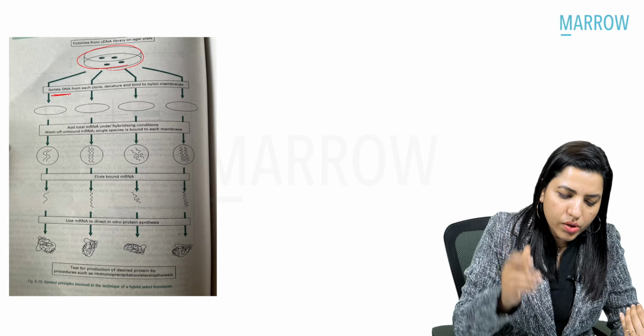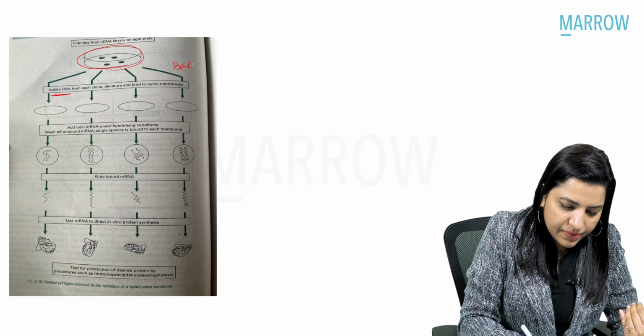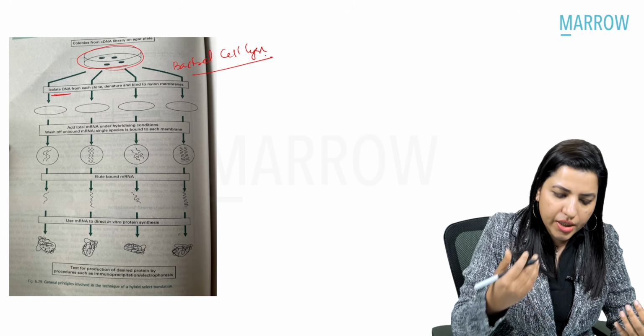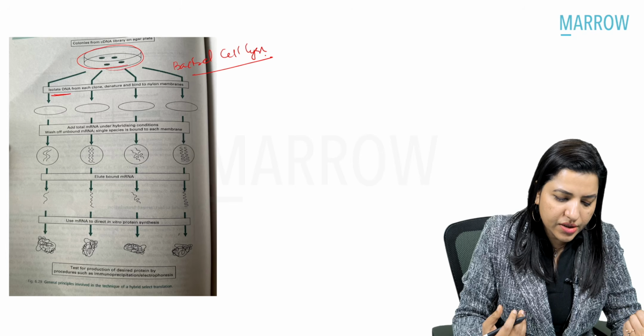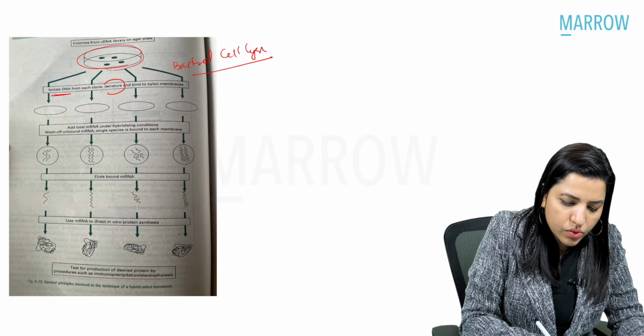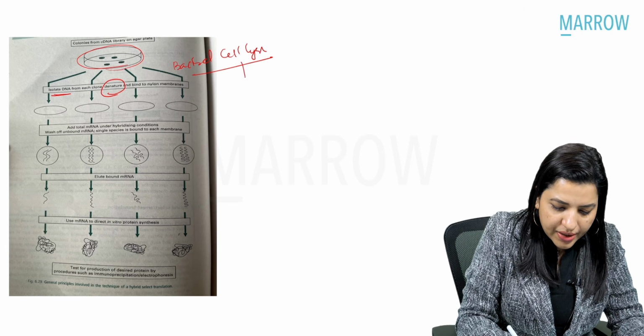So we will do a bacterial cell lysis, and then we isolate that DNA out. So that is the first thing. So first bacterial cell lysis, then isolate the DNA.